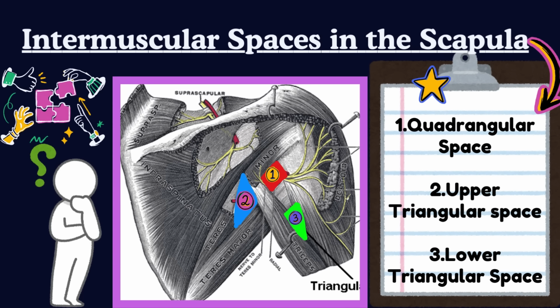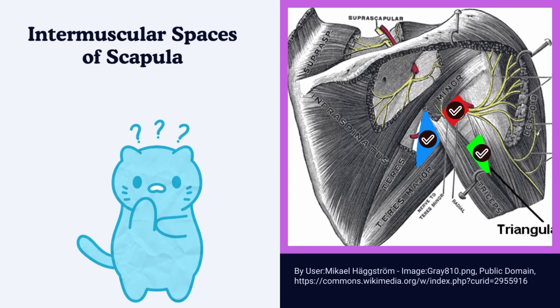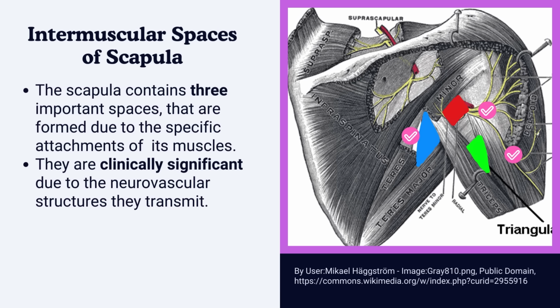In this video, we will talk about the intermuscular spaces of scapula. What are intermuscular spaces of scapula? The scapula contains three important spaces that are formed due to the specific attachments of its muscles. They are clinically significant due to the neurovascular structures they transmit.